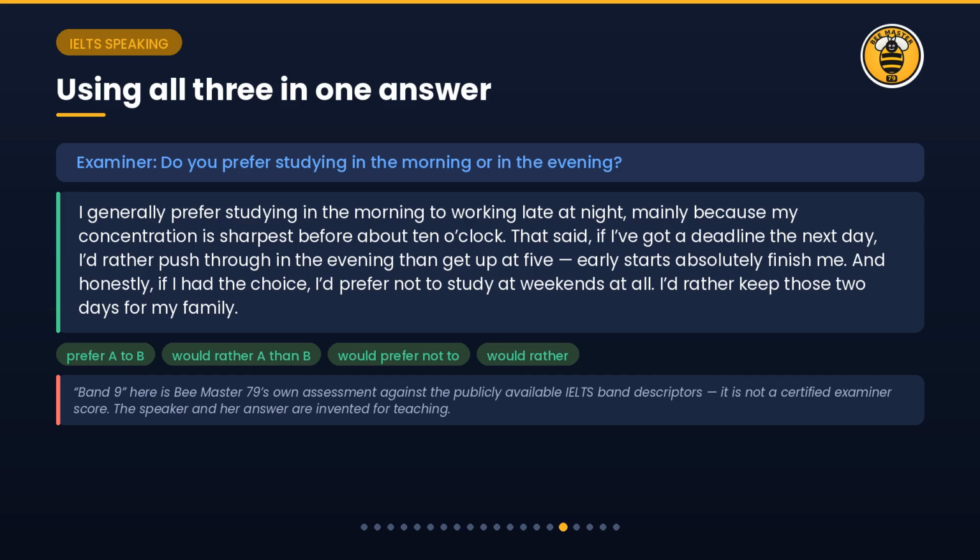An important note on honesty. Where this channel labels an answer band 9, that is BMaster 79's own assessment against the publicly available IELTS band descriptors. It is not a certified examiner score, and the speaker here is invented for teaching purposes.